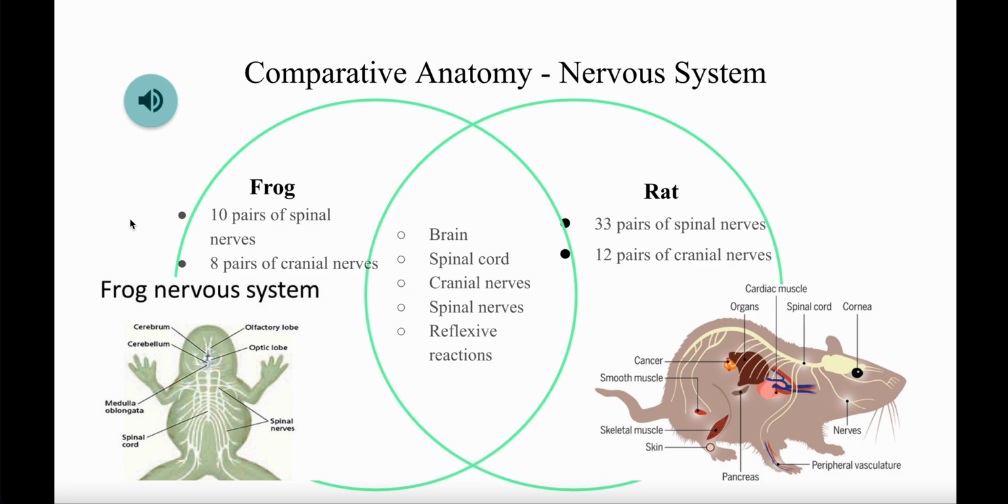The rat has 33 pairs of spinal nerves, which are the nerves that are in charge of sensing and reacting to stimuli, and they have 12 pairs of cranial nerves, which are the nerves responsible for sending signals between the brain, face, neck, and torso. These are also the nerves that help with taste, smell, hearing, sight, and touch senses, as well as spatial movement. The frog, on the other hand, only has 10 pairs of spinal nerves and 8 pairs of cranial nerves.